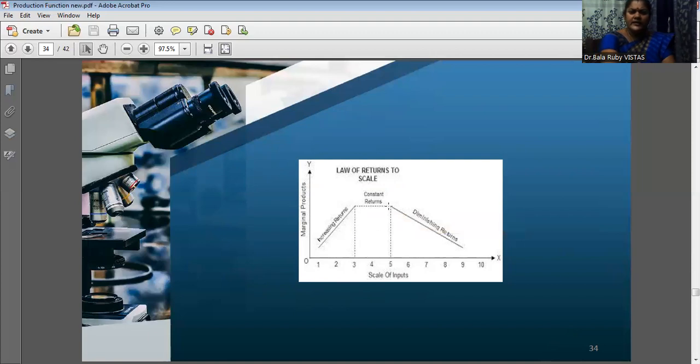Then come to the second stage. If you see this cursor, in this stage, whatever the input increases, the returns remain constant. Therefore, it is the law of constant returns. Then come to the next segment. Continuously it declines. So here when input increases, the returns reduce. Therefore, this stage is known as the law of diminishing returns. So these are the important things under the law of returns to scale.